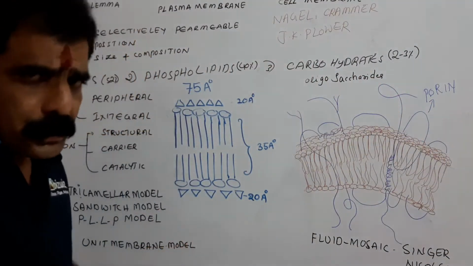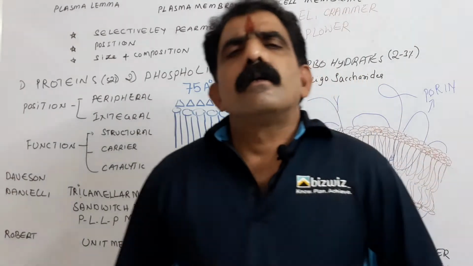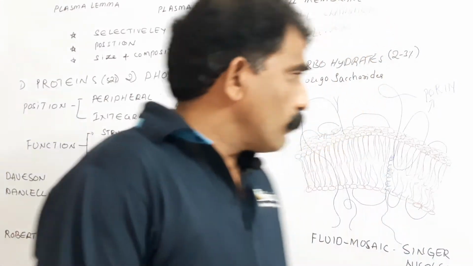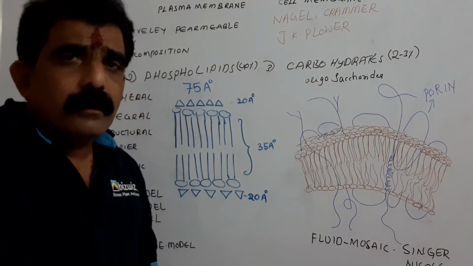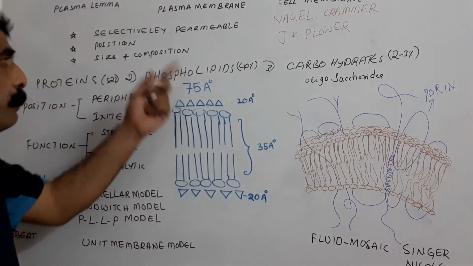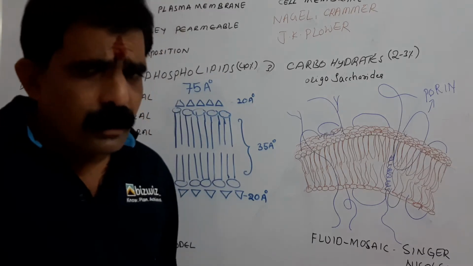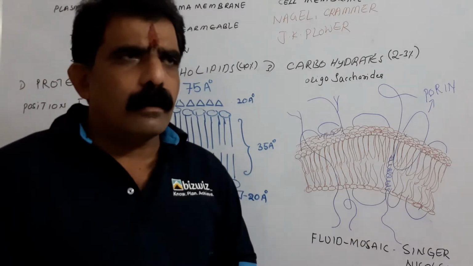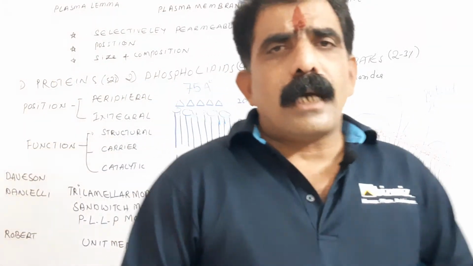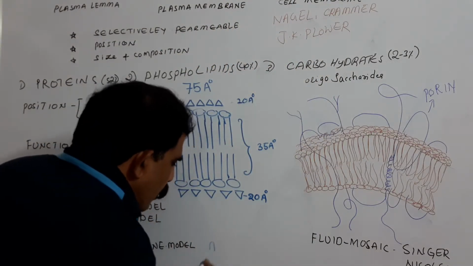And the composition: what it is made up of, what are the chemical components present in the plasma membrane. I think all of you are very familiar with that. Plasma membrane is made up of lipids, proteins, even carbohydrates. If you take the lipids, which type of lipids are present in the plasma membrane? Mostly phosphoglycerides, phospholipids like lecithin, cephalin, such ones are present. Lipid molecules are amphipathic in nature. What is that? Amphipathic.